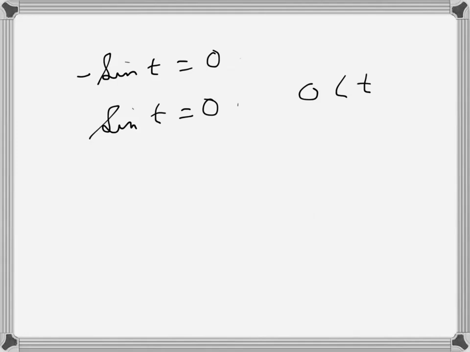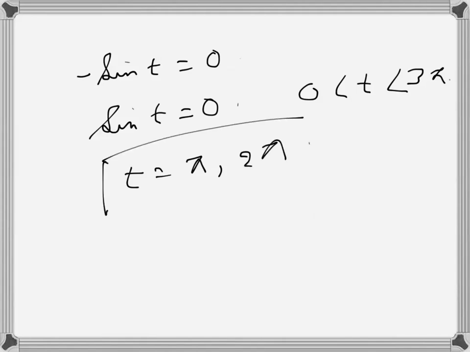So minus sine t will be 0, that is sine t is 0, and in the range of t 0 to 3 pi, this happens when t is equal to pi and 2 pi. So these are the two times when the particle is moving at a constant velocity, or the acceleration is 0.